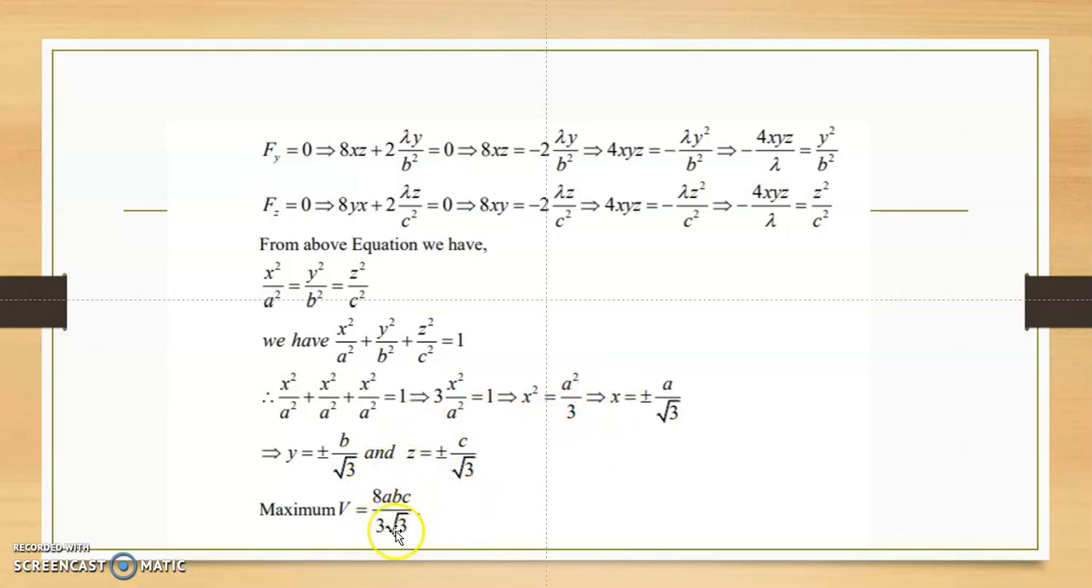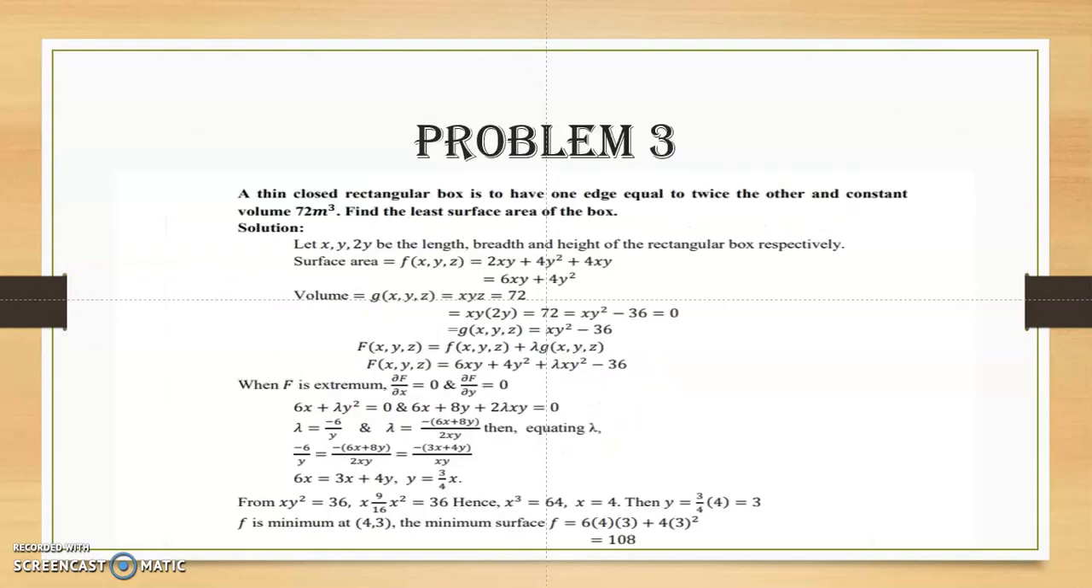So we take only the positive value because we already mentioned that the volume is always greater than 0, that is x, y, z is greater than 0. So only take the positive value. So no need to take the negative values. Okay. So next we are going to the next problem.